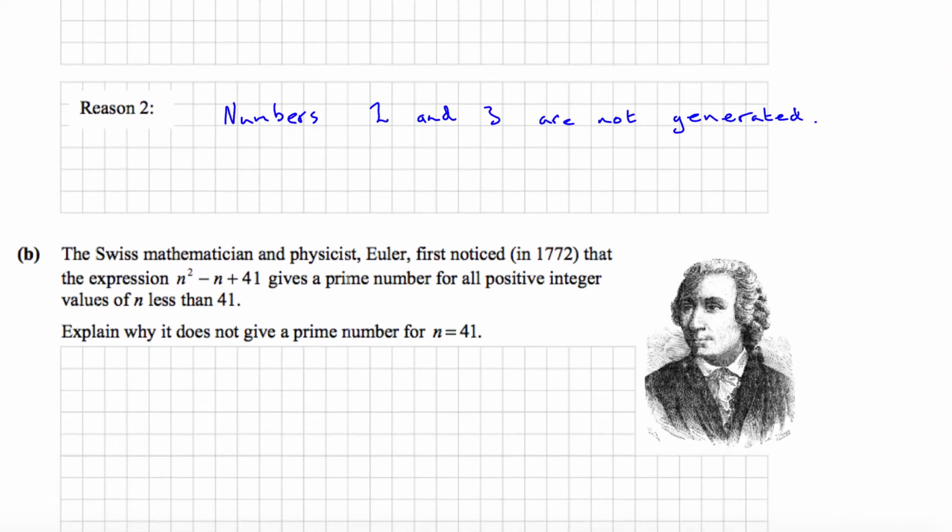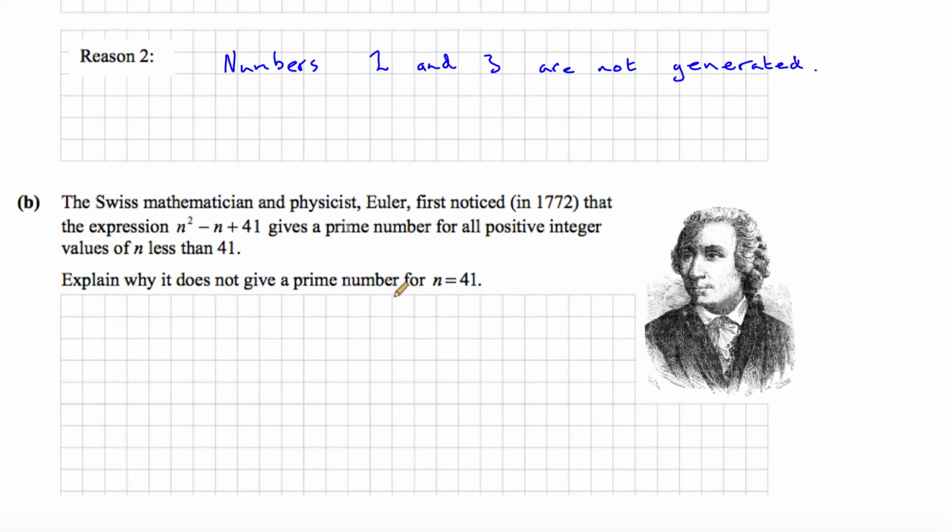Part B. The Swiss mathematician and physicist Euler first noticed in 1772 that the expression n squared minus n plus 41 gives a prime number for all positive integer values of n less than 41. Explain why it does not give a prime number for n equal to 41. Okay, so we're going to substitute 41 in for n into the expression.